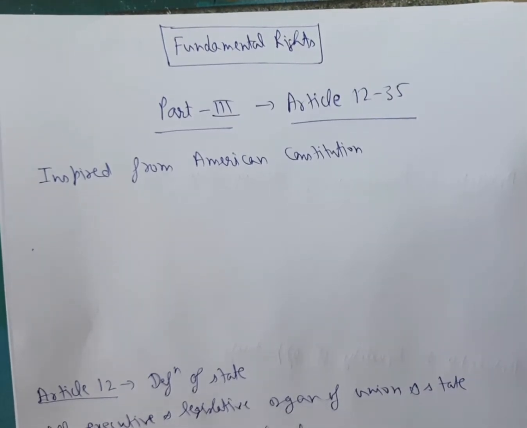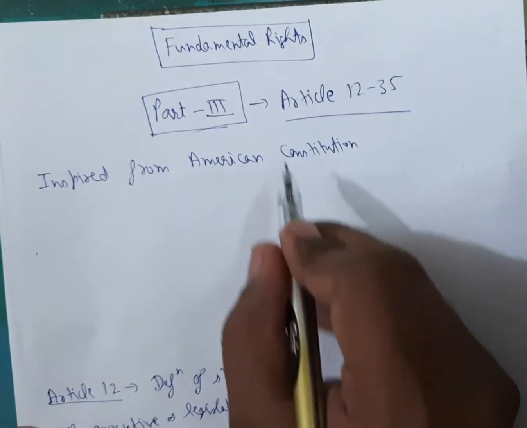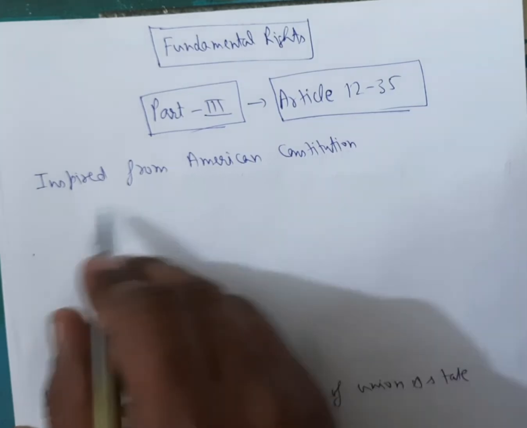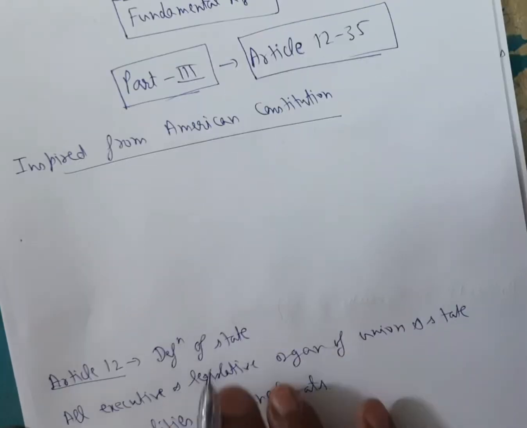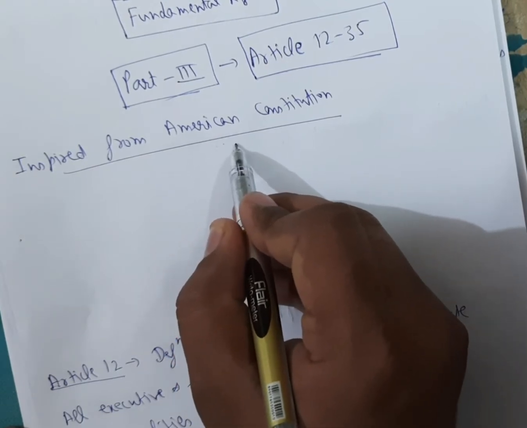So fundamental rights, they are the soul of our constitution. They are in part 3 of our constitution and included in article 12 to article 35. That is inspired from the American constitution, and you know that the American constitution was the first constitution in the world to bring the fundamental rights.